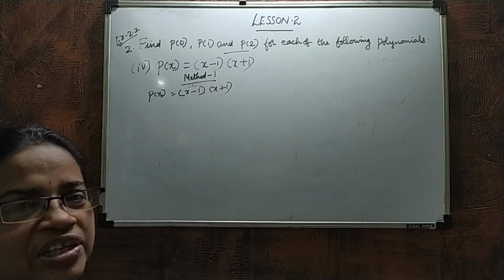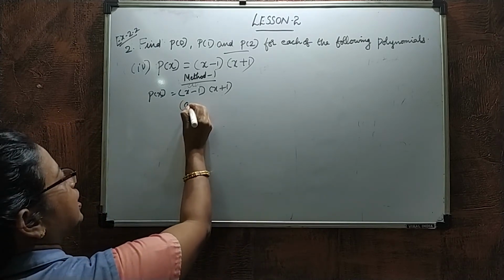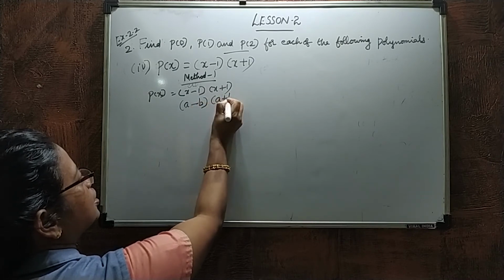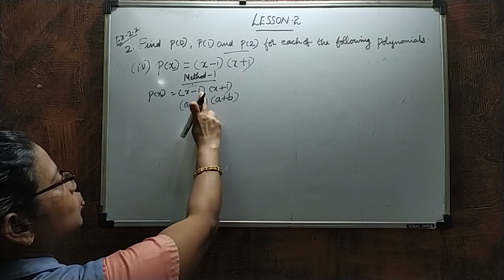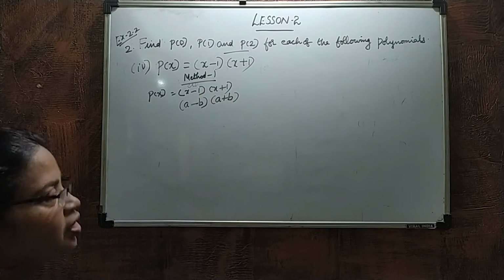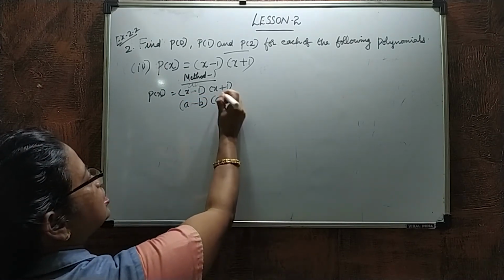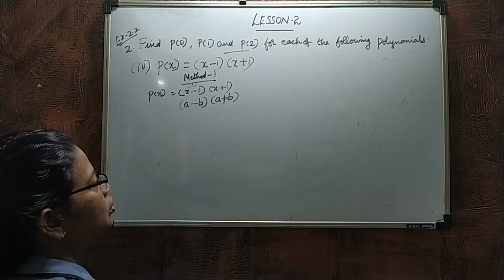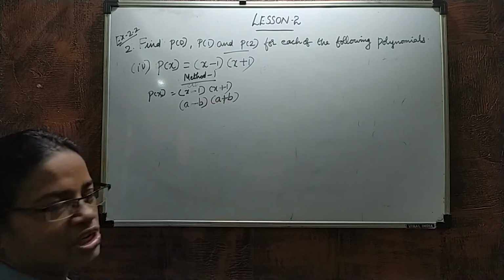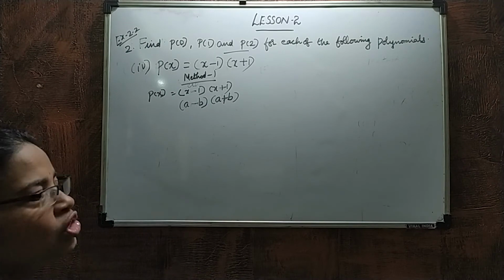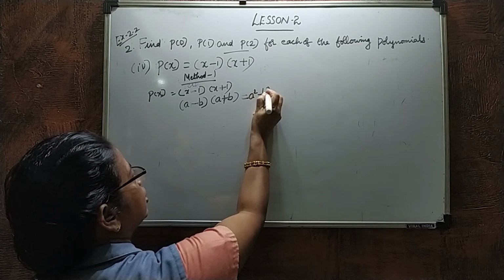So P of x is equal to x minus 1 into x plus 1. Can you remember any identity there? A minus b into a plus b. Here this one is a minus b into a plus b. What is a? Just look, a is equal to x. B is equal to what? Here this minus is there, and then plus is there. Clear? So, A is equal to x and B is equal to 1. So, A minus B into A plus B equals A square minus B square.